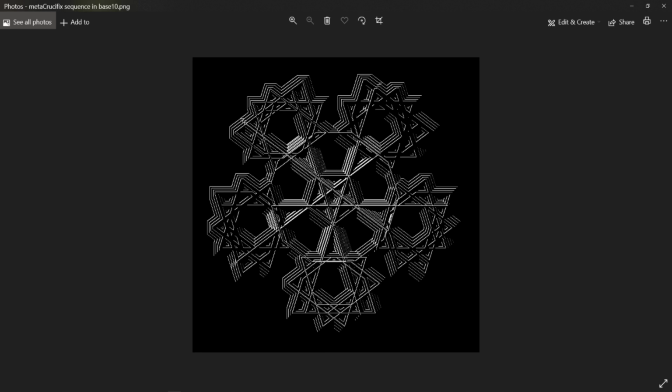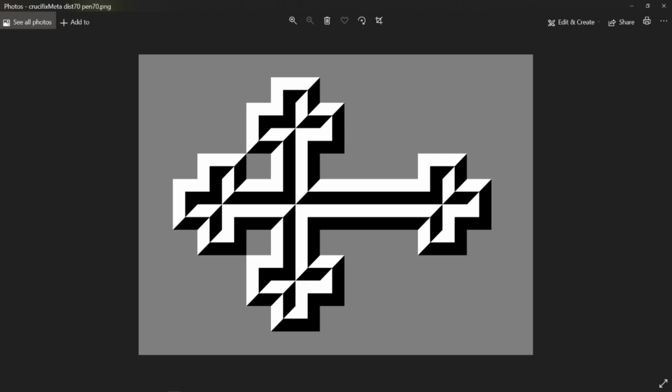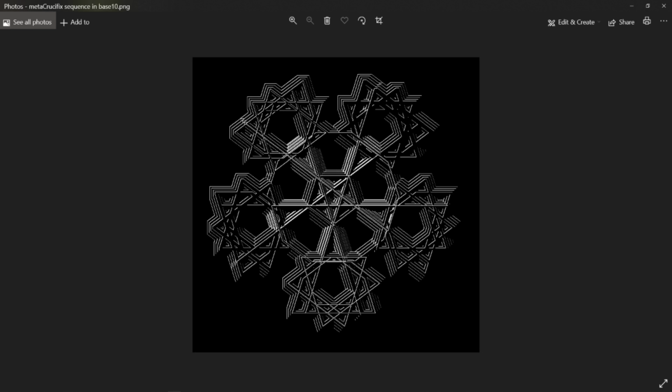This is that same sequence that gave that crucifix-looking shape, or meta-crucifix, as I'm calling it. But now it's in base 10. Previously, it was not. At any rate, you can see you get a very different looking shape, and I must say rather nice at the same time. And this is also slightly embellished, it looks like, but otherwise the basic shape is shown.